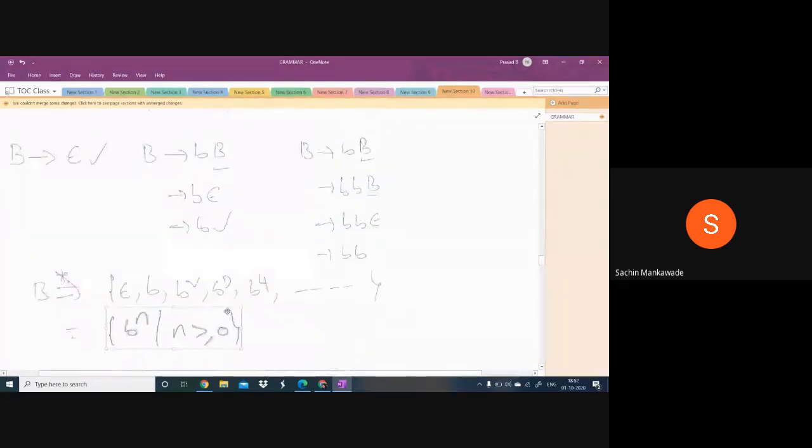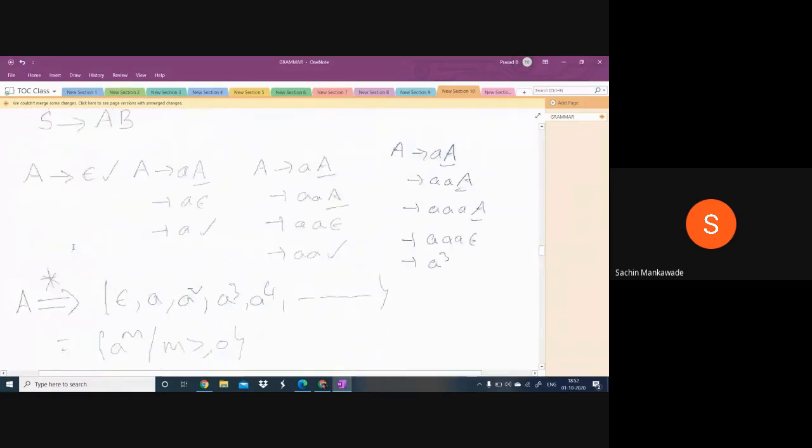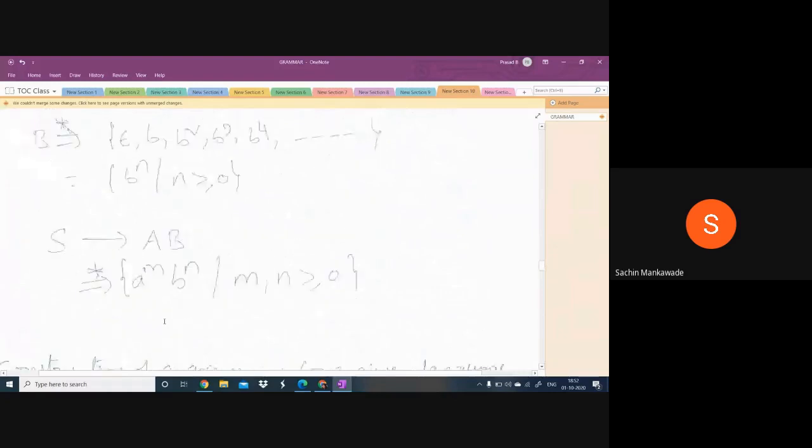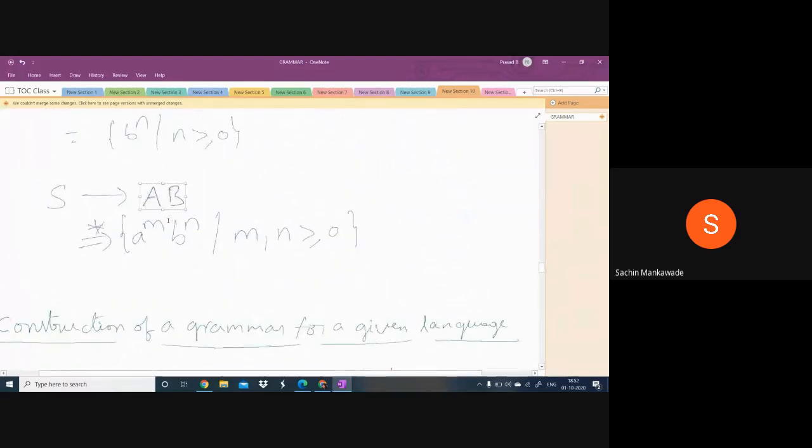The strings that can be derived from B's productions, if B is the start symbol, are epsilon, B, B square, B cube, and so on, which is B power n, n greater than or equal to 0. Here, neither A nor B is the start symbol. Actually, S is the start symbol. Its production is AB. That is what I am writing here. S derives AB.